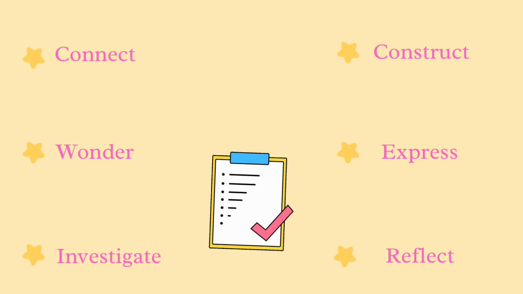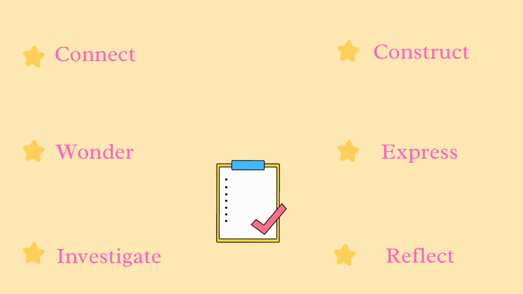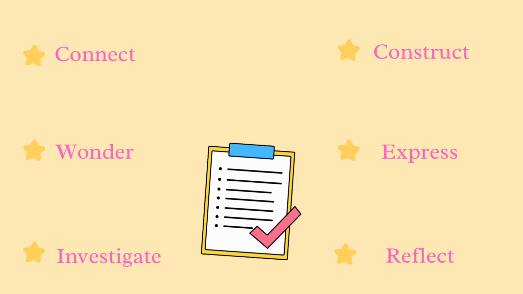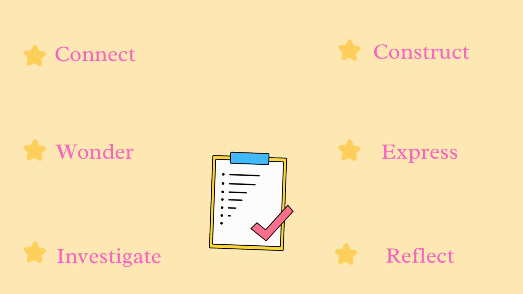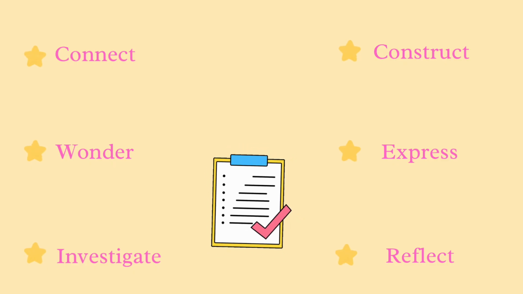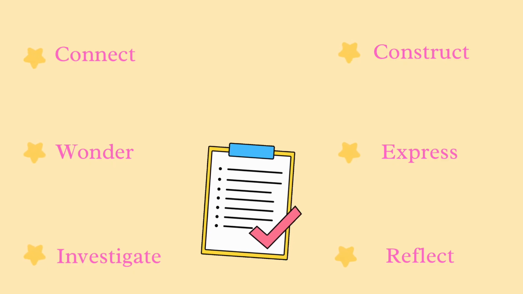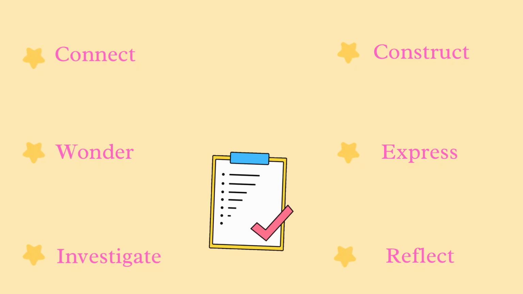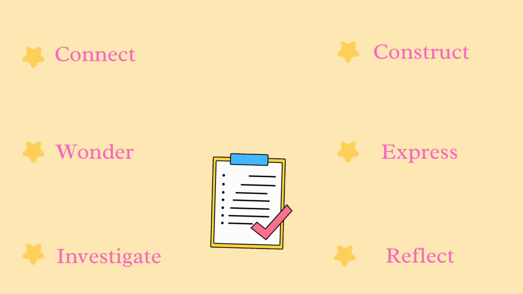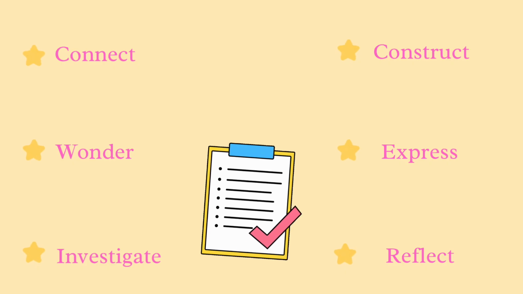Next, students will investigate. They'll search for information and gather evidence. Then, they will construct by analyzing the information they found and building a new understanding. They'll begin to see how all the pieces fit together. Then, students will express their learning by communicating it to others in a proper format.